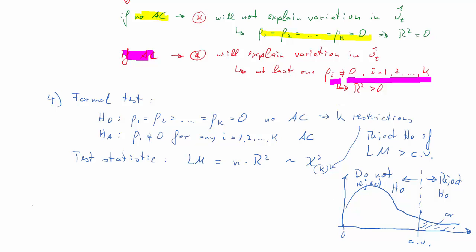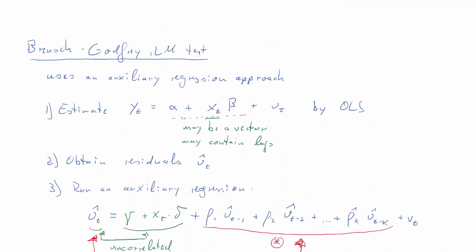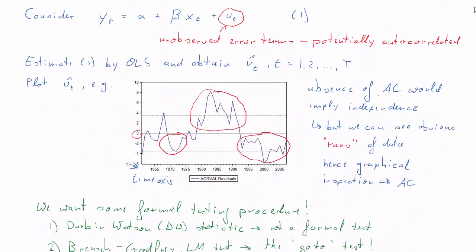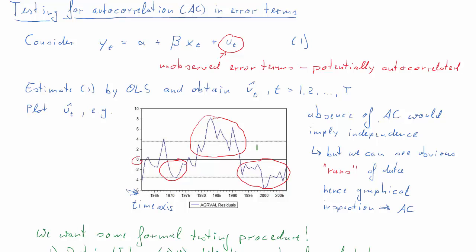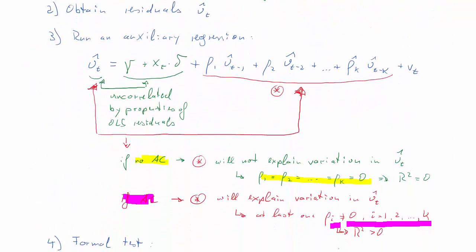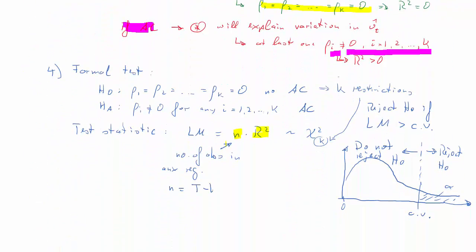Now, just an explanation of this n times R squared. As before, the n and the R squared come from the auxiliary regression. The n is the number of observations in the auxiliary regression. We've got to be careful when we're doing autocorrelation testing. Remember our original model: we said we have capital T observations. Since we included k lags, that means we are losing k observations. So n is T minus k, and the R squared comes from the auxiliary regression.